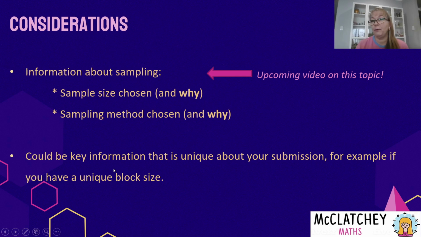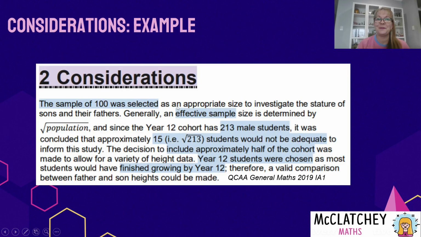Now, if that's the only thing you're going to put under your consideration section, I would actually recommend don't even have this as a subheading. Put that information in your introduction paragraph or in the first line of your procedure. So as I said, don't duplicate it across multiple parts of the assignment. Just pick one place and put it there. Obviously, if you have to talk about sampling and show some working for that, which you should do, that's your justification, then that would be best under a considerations heading. Here's an example of how the QCAA for their general maths exemplar has done it. So they've got a heading of considerations and they've talked about the sample size of 100 and how they came up with that, the square root of the population.